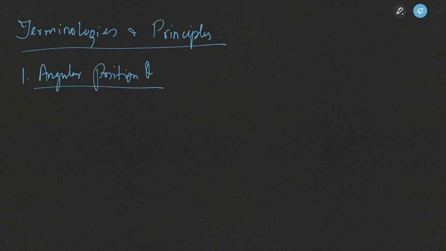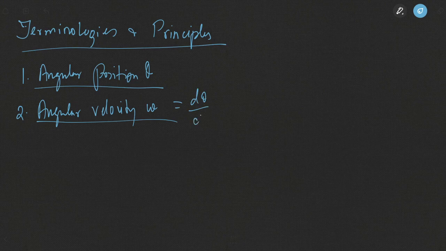You have angular velocity, which we'll represent by omega, simply the rate of change of angular position, that's d theta by dt. You will have the angular acceleration, that's d square theta by dt square.